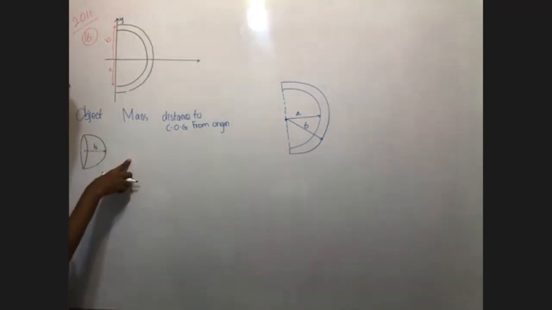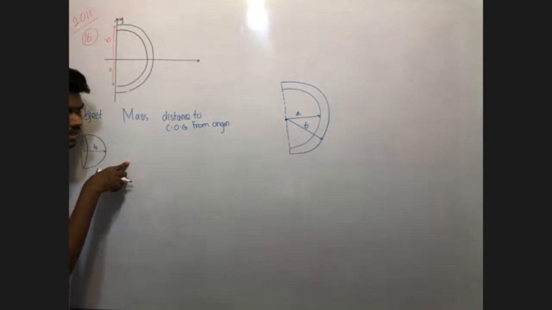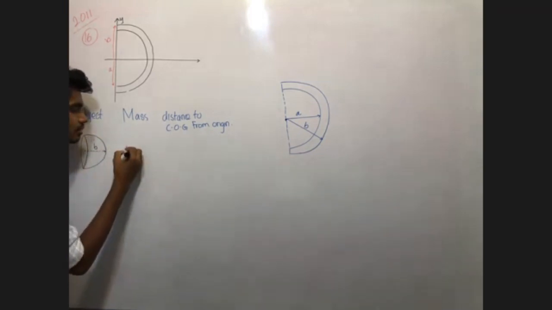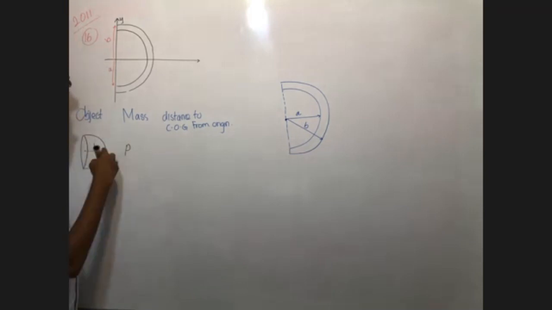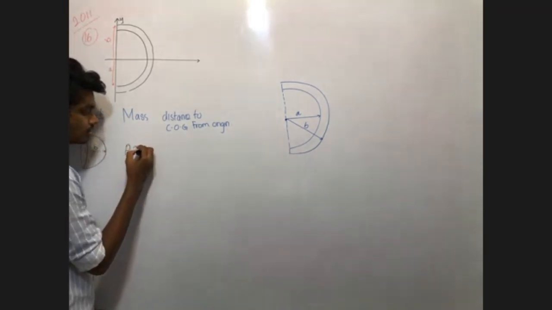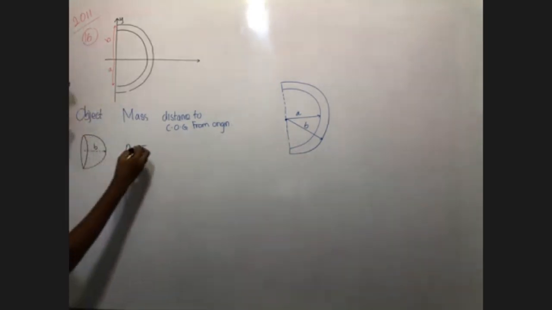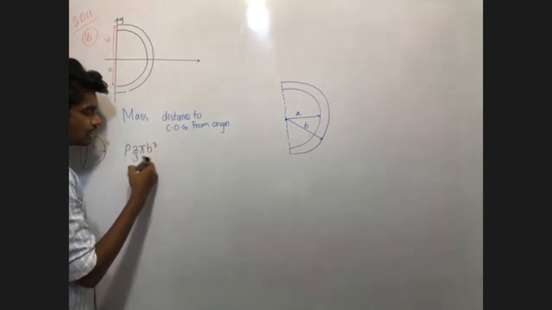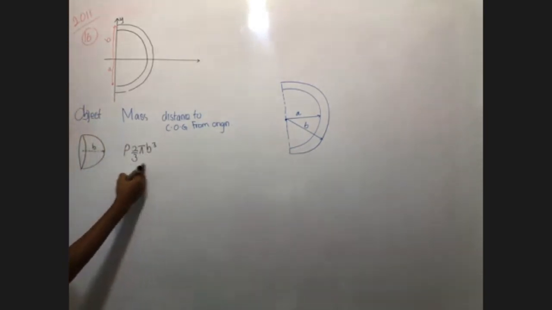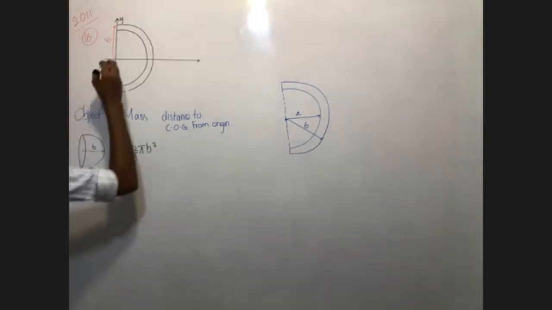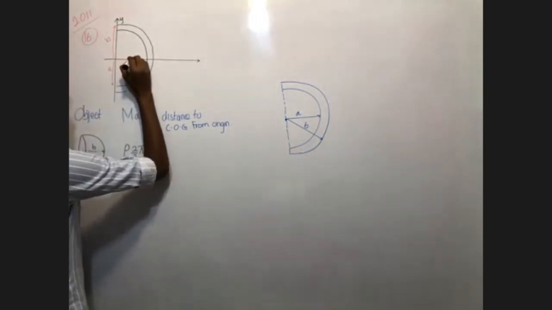So mass, how is the mass written? Mass is written density into volume. Density, let's assume rho. What is the volume? Volume of hemisphere is 2/3 pi r cube. Radius is B. So therefore this is the volume, 2/3 pi B cube. What is the distance to the center of gravity of this from origin? Somewhere here maybe.